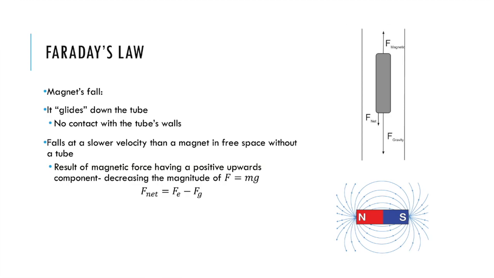As the magnet falls down, it looks like it glides down the tube. It has no contact with the tube walls. However, it's smoothly going down, and it falls at a slower rate than it would in free space without the tube. This is a result of the magnetic force having a positive upwards component. So we decrease the magnitude of the force of gravity, where the net force equals the magnetic force minus the force of gravity.